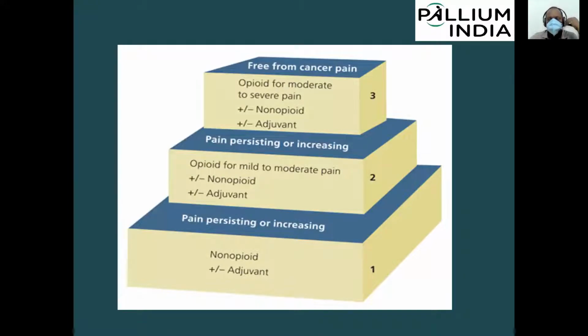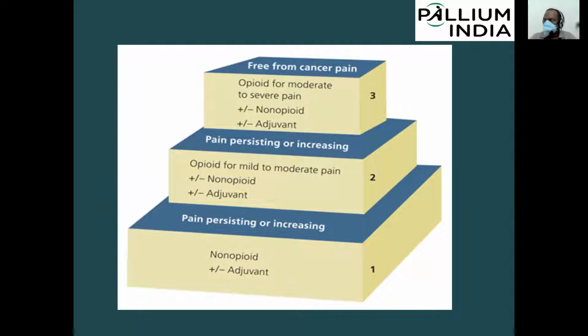All of you know the WHO analgesic ladder, which has 3 steps, and from the second step onwards we have opioids. In the second step, we have opioids for mild to moderate pain, which includes tramadol, tapentadol, codeine, dextropropoxyphene. Those are the opioids available in India. And in the third step, we have opioids for moderate to severe pain.